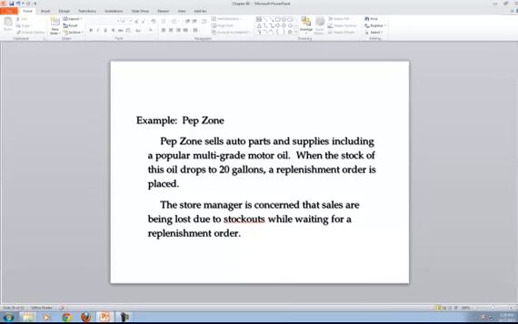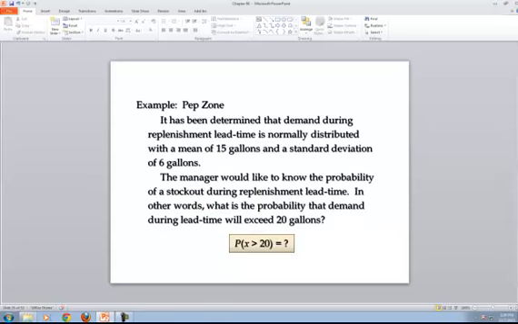For instance, please read the example. Pepzone sells oil. When the stock of oil drops to 20 gallons, the store orders a replenishment. Now the store manager is concerned that sales are being lost to stockouts, i.e. they do not have enough oil to meet their customers' needs. It has been determined that the demand is normally distributed with a mean of 15 gallons and a standard deviation of 6 gallons. So now we know it's normally distributed.